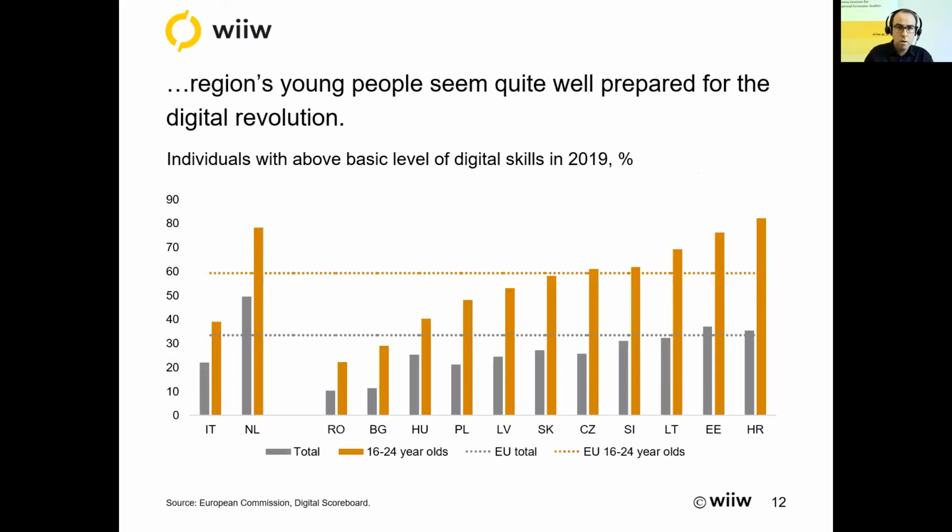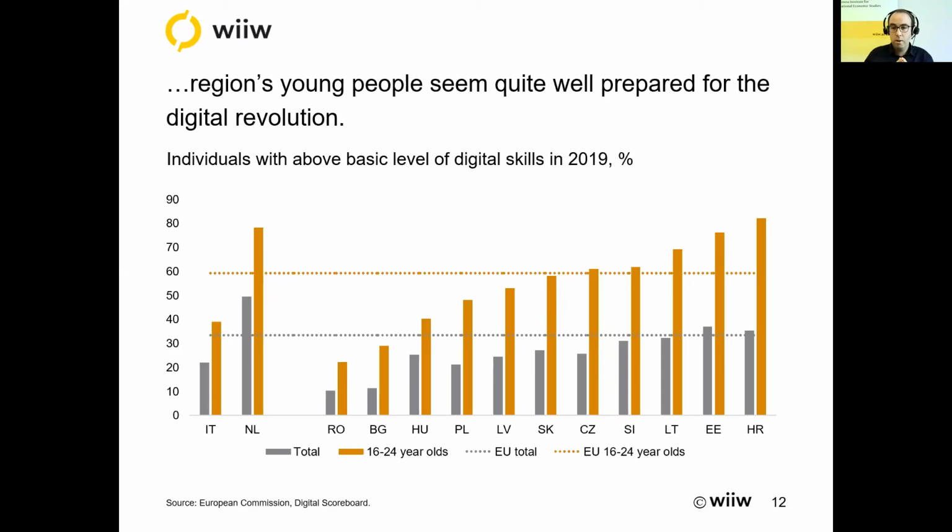What we also find, another element of a more positive story, is that the region's young people seem quite well prepared for the digital revolution. So this chart shows individuals with above basic level digital skills. The gray bar is the total. Italy and Netherlands are the best and worst in the EU, so that shows you the whole range. And then we have the Central and Eastern European countries. And the gray bar you can see for the whole population.